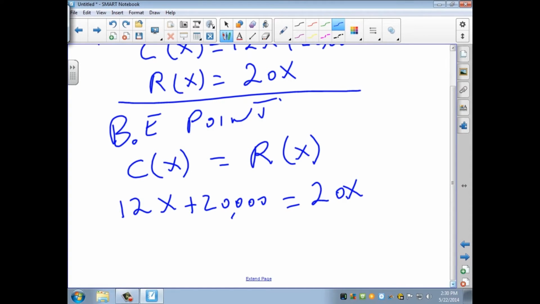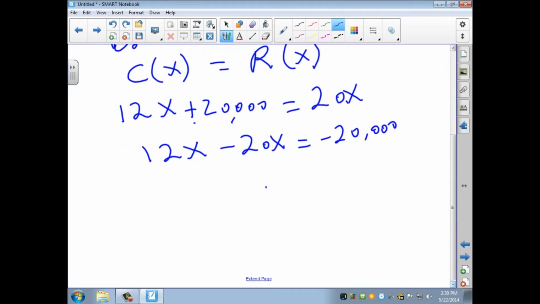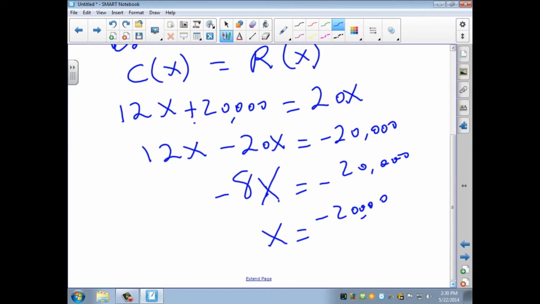Bring the X to this side, so you would have 12x minus 20x equal, take the 20,000 to the right hand side, it would be minus 20,000. Therefore 12x minus 20x is minus 8x equal minus 20,000. Divide everything by minus 8, x would be equal to minus 20,000 divided by minus 8, is how much?